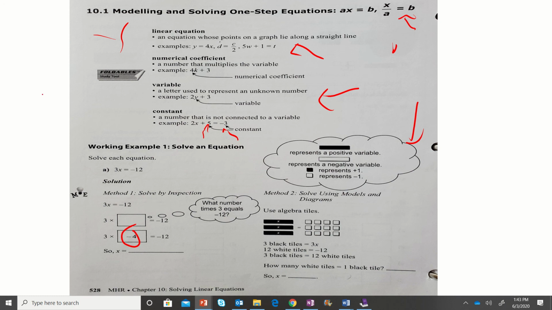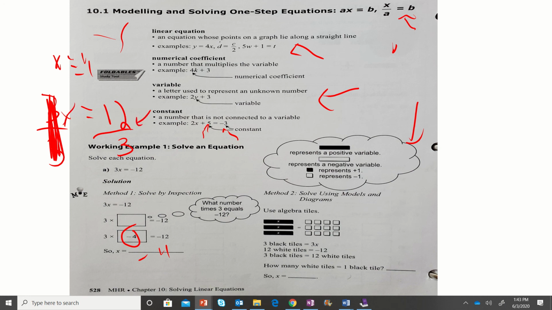Now, there is another way of doing it. You can go 3x equals 12, and you can divide by 3 on each side, like this, and now these cancel out and x equals 4. Well, it's a negative 12, so it's going to be negative 4. So that's a couple different ways of doing it. If you divide by 3 to get x alone, you need to do the same on this side.